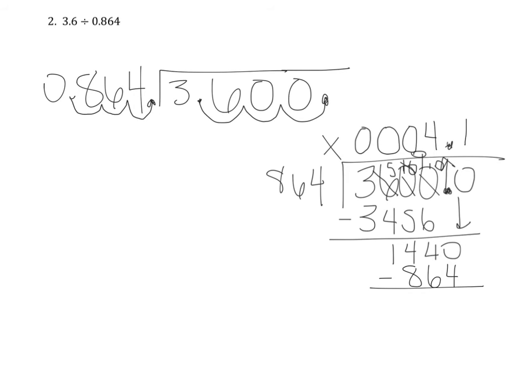We'll borrow from this 4. The 4 will become a 3, and the 0 will become a 10. 10 minus 4 is 6. We're going to have to borrow again, so 4 becomes a 3. This 3 becomes a 13. 13 take away 6 is 7. We're going to have to borrow one last time. This 1 becomes a 0, and the 3 will become a 13. And 13 take away 8 is going to be 5. We will go ahead and add another 0 and bring it down.